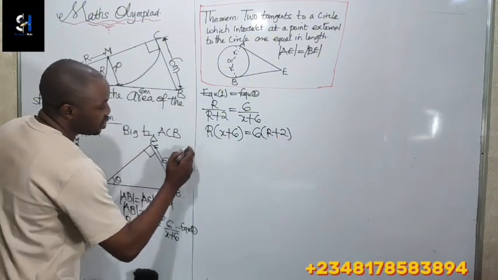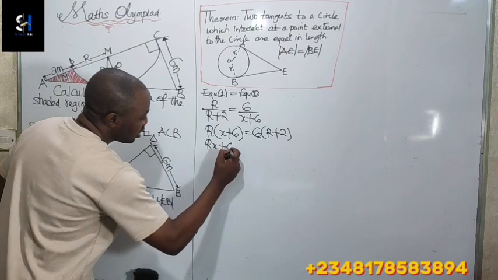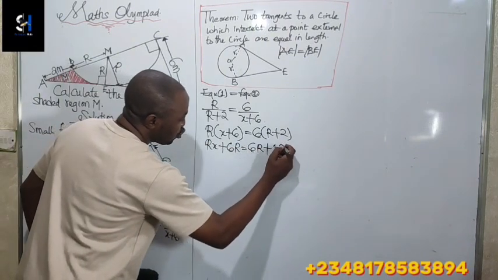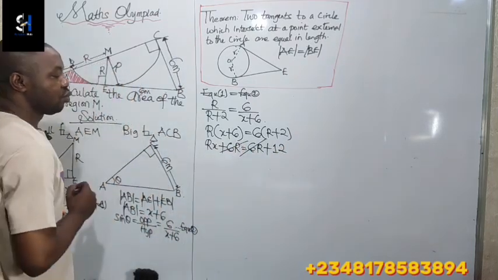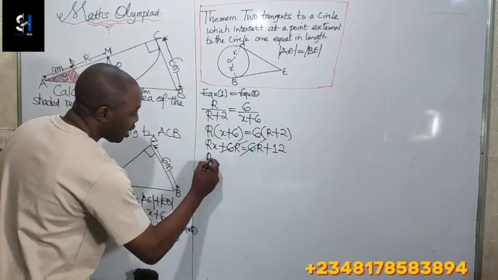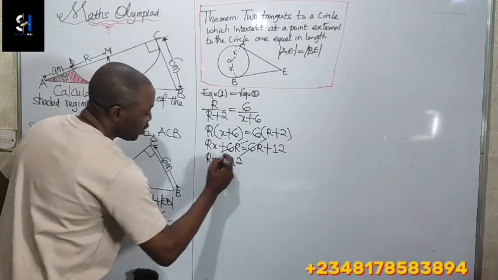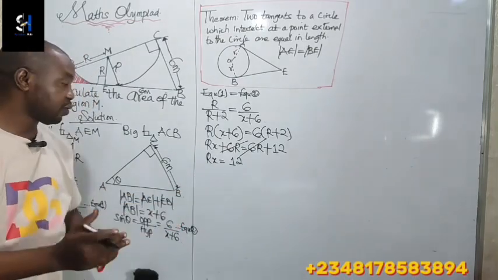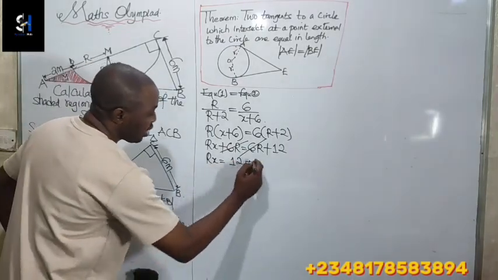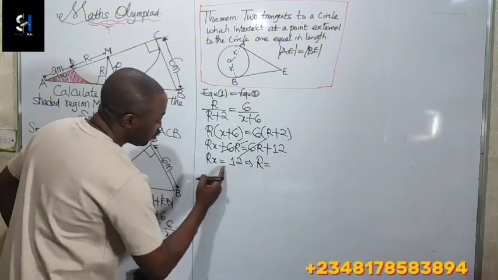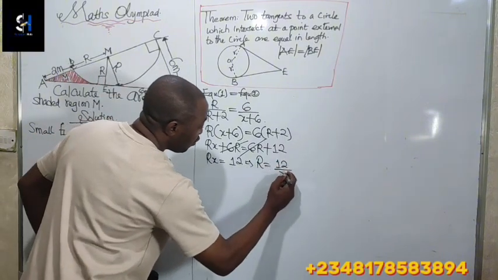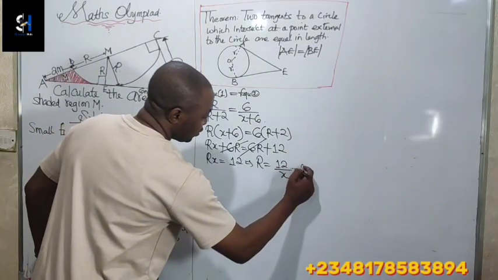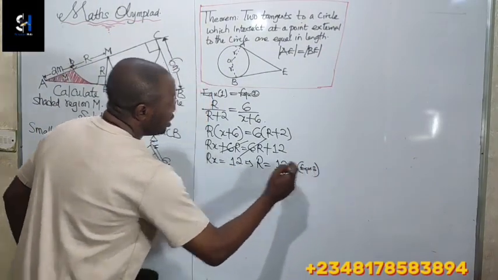Now let's distribute r in this case. So we have rx plus 6r. When we distribute 6 in this case, we have 6r plus 12. So 6r will cancel out, then we'll be left with rx equals to 12. Like I said, we're going to express any one of these two in terms of the other. So now I can write r will be equals to 12 over x. Now, this is our new equation. Let's call this equation 3.